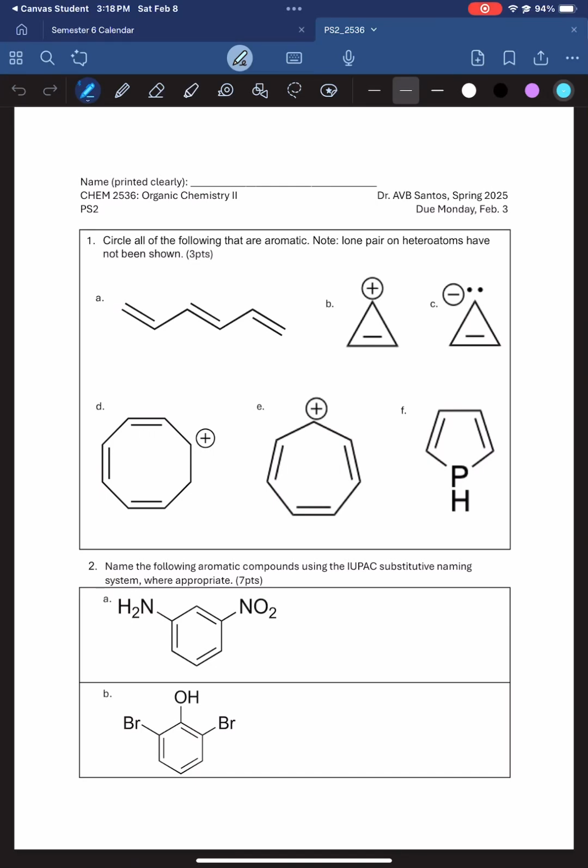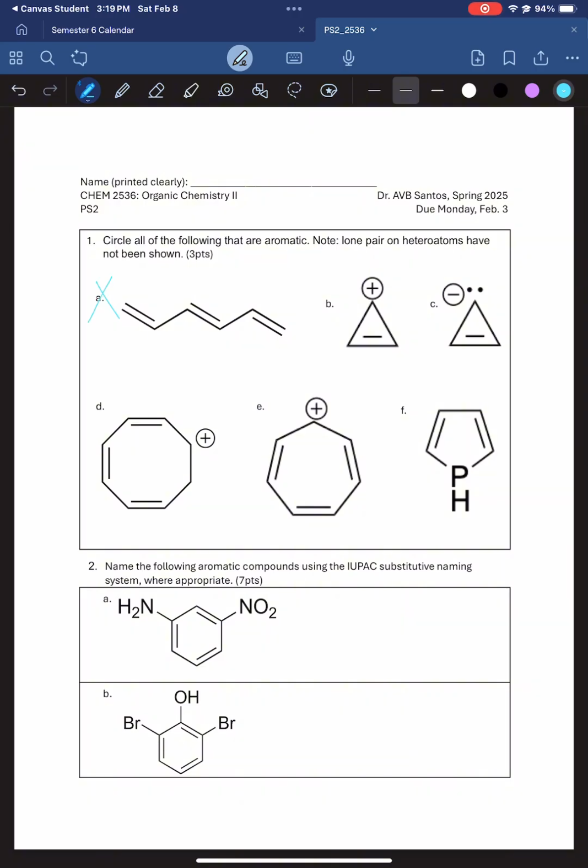Alright, so in this video we're going to be going over problem set 2. So let's start with number 1. Circle all the following that are aromatic. Note lone pairs on heteroatoms have not been shown. Okay, so let's start by going with answer choice A. We can automatically rule out that this is not aromatic because it is not cyclic.